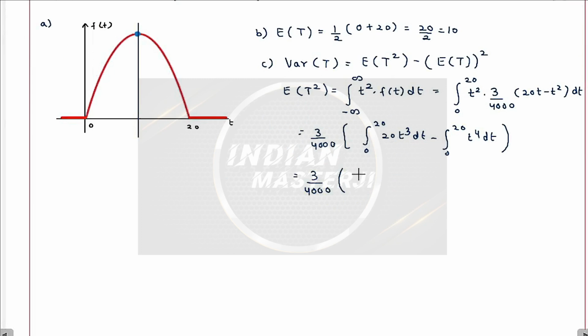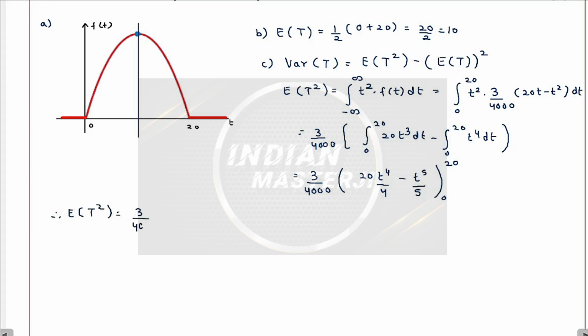This integration will give what? The 20 will come outside, t cube integration will be t raised to 4 divided by 4, minus integration of t raised to 4 will be t raised to 5 divided by 5, and I can put the limits 0 to 20. So therefore E of t square will be equal to what?